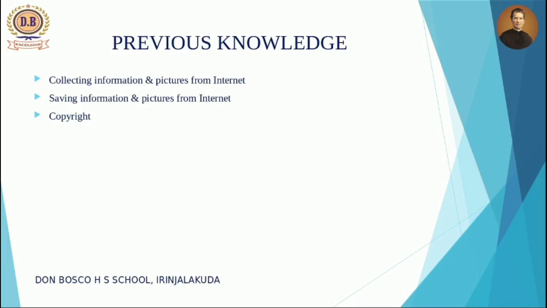Then our third topic was copyright issues. We have learned that some information and pictures in internet will be having copyright issues, whereas some may not be having such copyright issues. So before using anything from internet, we have to make sure that that material, that is that information or pictures, is free to use, that doesn't have any copyright issues. Then we have learned how to search for pictures that doesn't have any copyright issue.